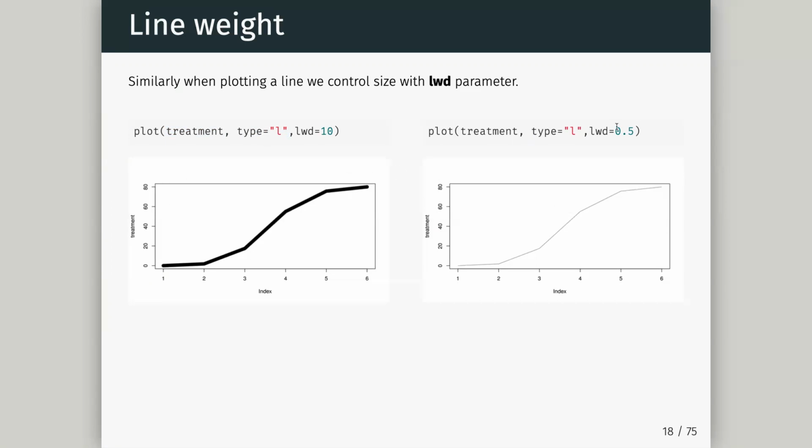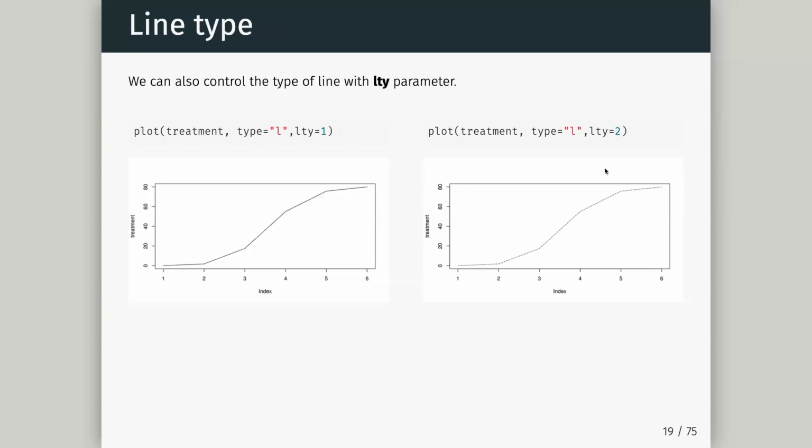In this case, we're going to do LWD is 0.5, which is going to make my lines half the size. So we can control the line width, but we can also control the line type. And often you'll want different classes done by different types of line, a dashed line, a straight line. So we can do that again with this LTY parameter.